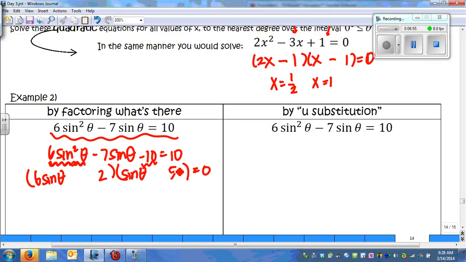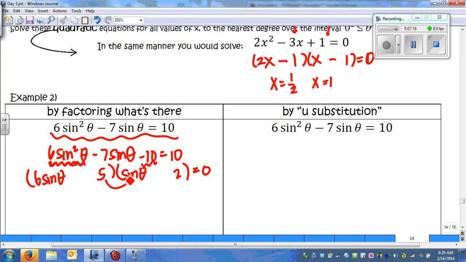If we do that and test out our middle terms, we have 2 sine theta and 30 sine theta. 2 sine theta and 30 sine theta could never give us 7 sine theta in the middle, so that's not the winning combination. Let's try this again, though, and just switch the places of 2 and 5. Let's put 2 over here and 5 over there. Let's double check our inner terms.